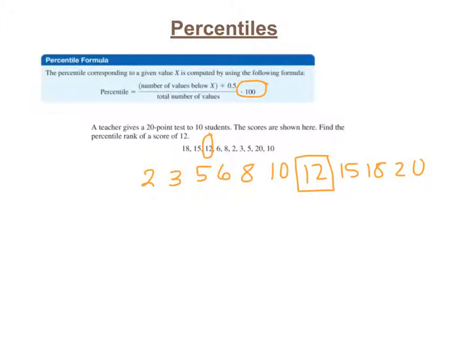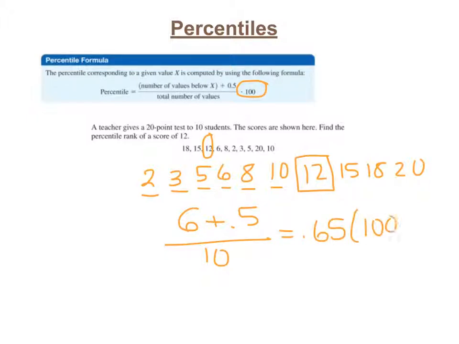And we would count how many are below that. So we have 1, 2, 3, 4, 5, 6 below. 6 plus 0.5 divided by 10 is 0.65 times 100 gives us 65%. So the person who scored 12 is in the 65th percentile.